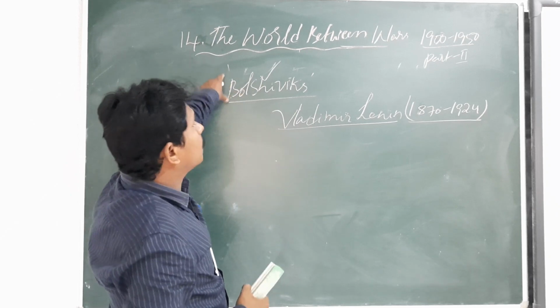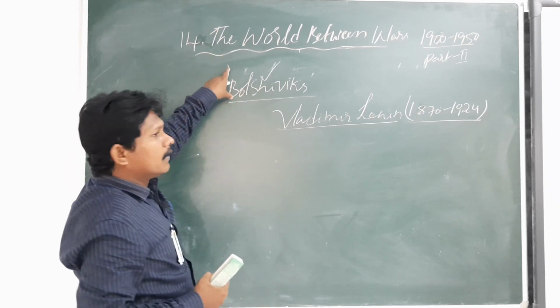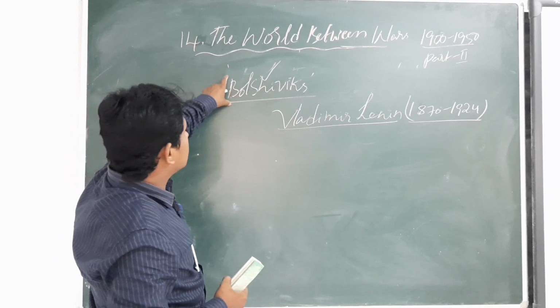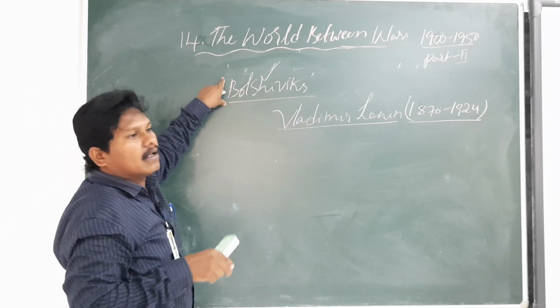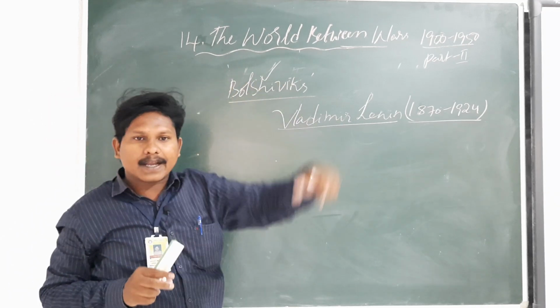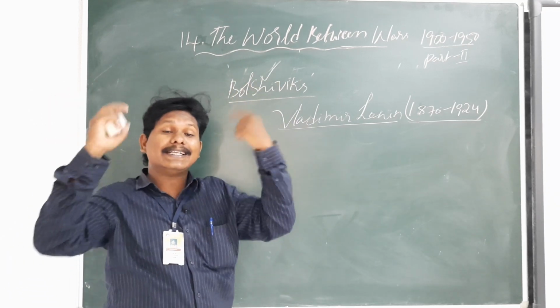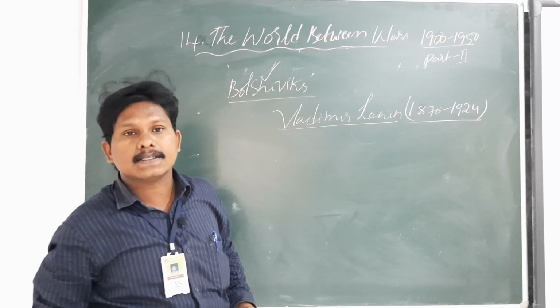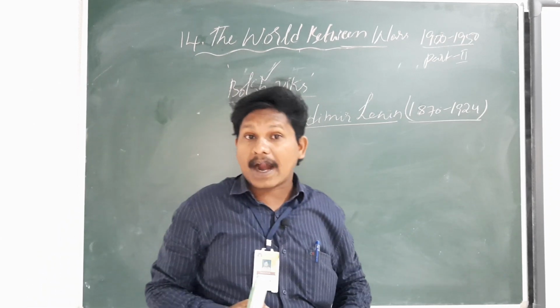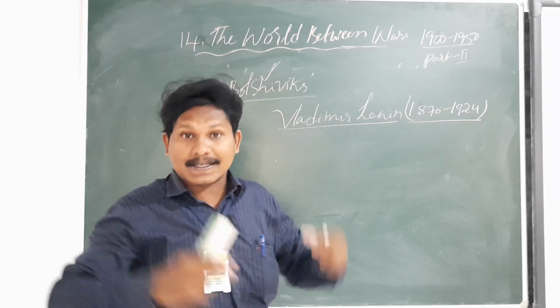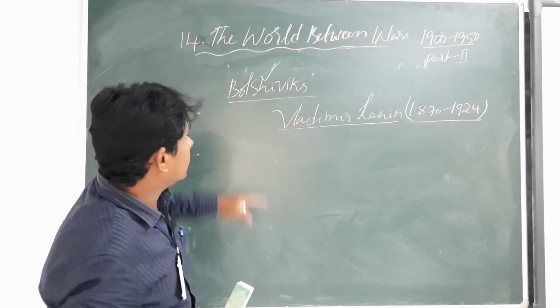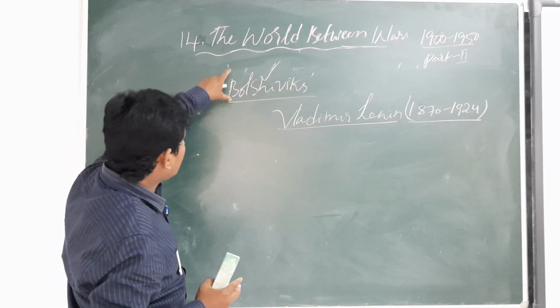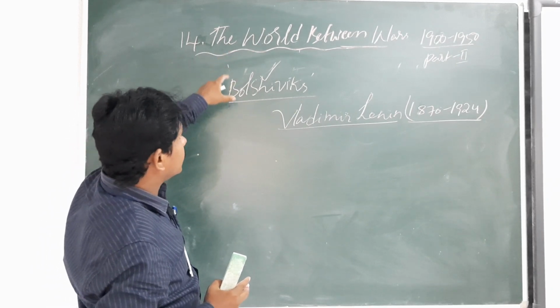Why? Because the Bolsheviks took very welfare-oriented steps in Russia. One, they nationalized all the land. At the same time, they redistributed the land to poor peasants, and they nationalized the factories as well as banks. At the same time, they controlled prices. That's why the Bolsheviks won the confidence of the Soviets.